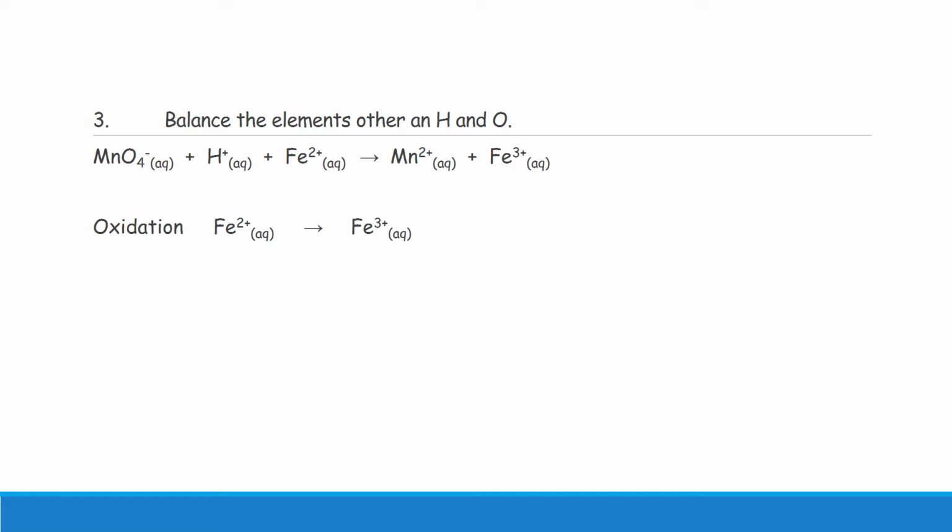Now that we have broken it up into our two half equations, let's just balance the oxidation half equation. So the first step is to check and balance elements other than oxygen and hydrogen. Now in this case, our element other than oxygen and hydrogen is iron, and you can see I've got one iron here and one iron here, so it is balanced. Now we balance for oxygen by adding in water, and we balance for hydrogen by adding in hydrogen ions. In this case there are no oxygens or hydrogens, so it is actually balanced.